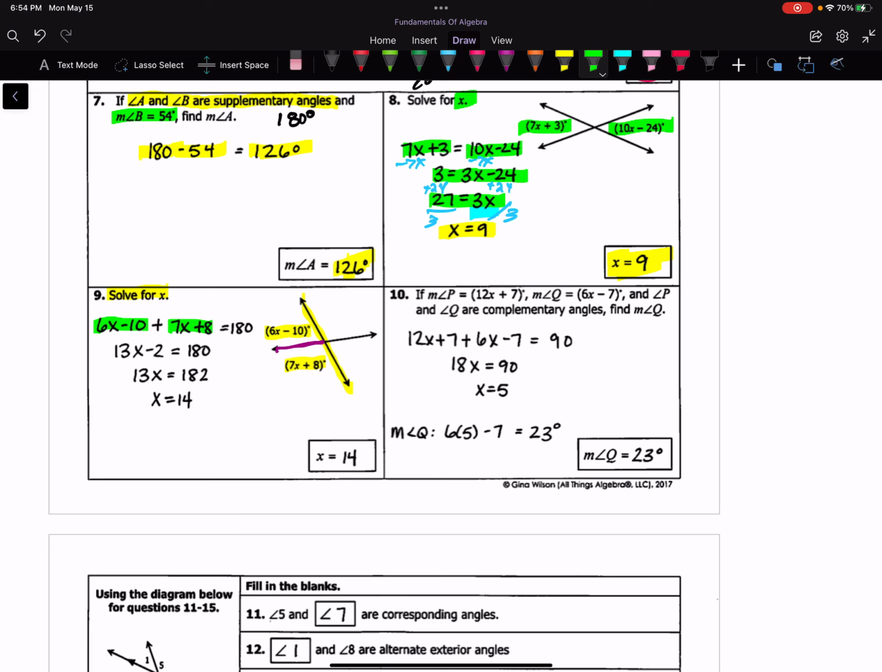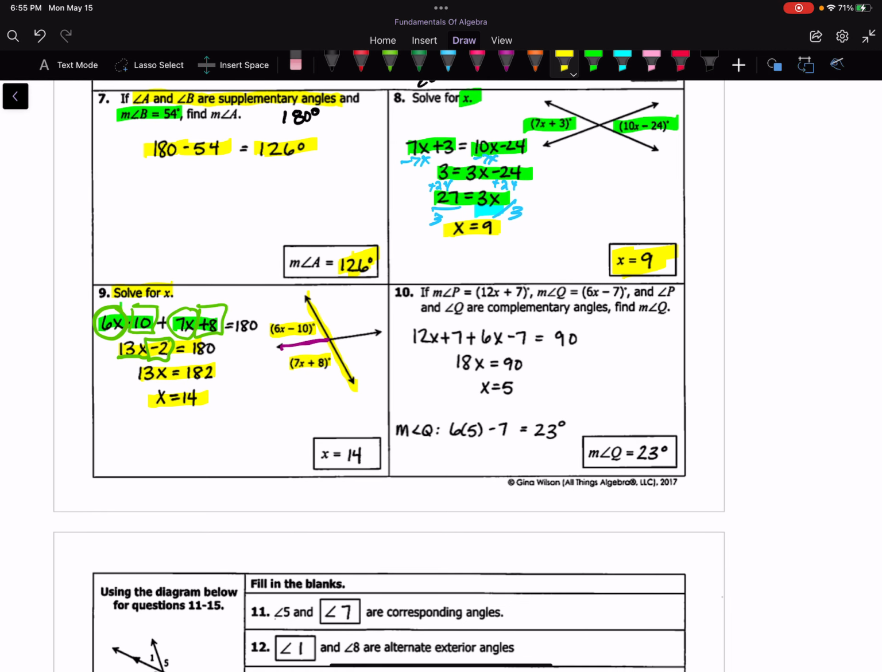So you add those two, you have like terms here and here. There's the like term here and here. That adds up to 13x, and negative 10 and positive 8 give you a negative 2. Still equal to 180. We add 2 to both sides, so 13x is 182. We divide by 13, x equals 14.